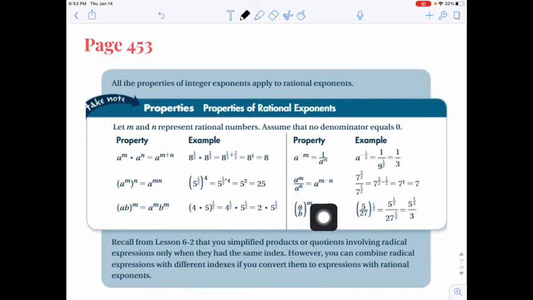(a over b) to the m power is the same as a to the m over b to the m. So 5 over 27, all to the 1/3 power, is equal to 5 to the 1/3 power divided by 27 to the 1/3 power, or 5 to the 1/3 power divided by 3. Recall from lesson 6.2 that you simplified products or quotients involving radical expressions only when they had the same index. However, you can combine radical expressions with different indexes if you convert them to expressions with rational exponents.